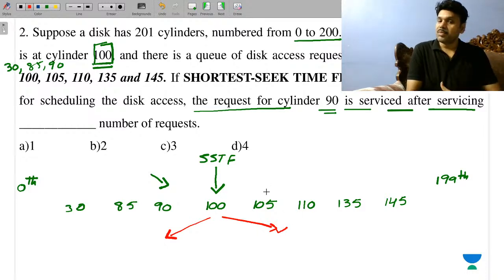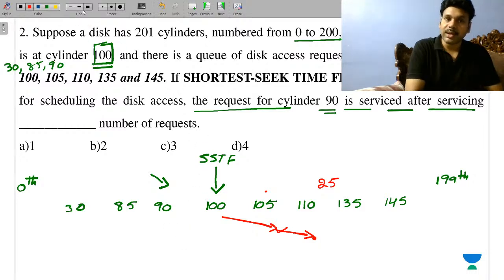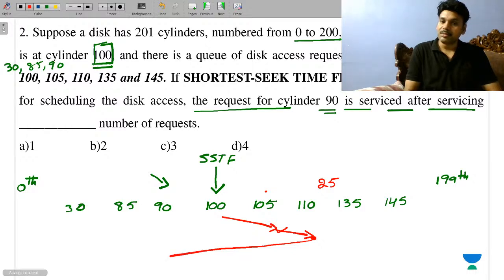Then after that, the head moves exactly to the 105th cylinder. From 105 to 110, I am getting almost 5, so I am moving to the other side. From 110 to 135, the difference is 25. From 110 to 90, the difference is 20. Then immediately the head is directed to the other side. Therefore, the head changes its direction at 110, because here the distance is 25, and from 110 to 90 the distance is 20.